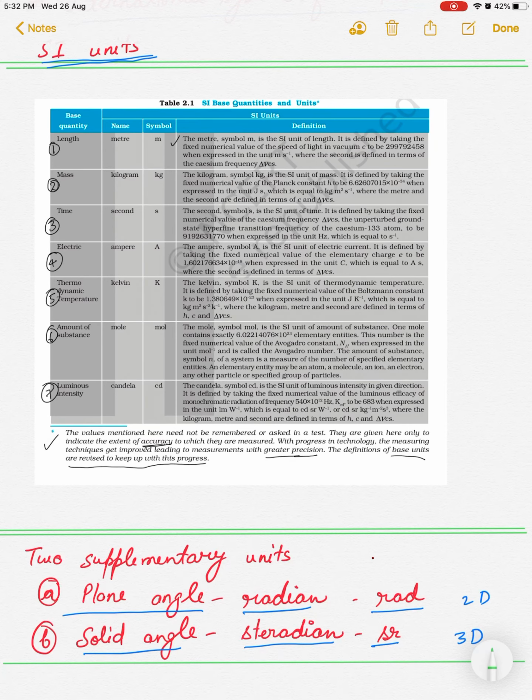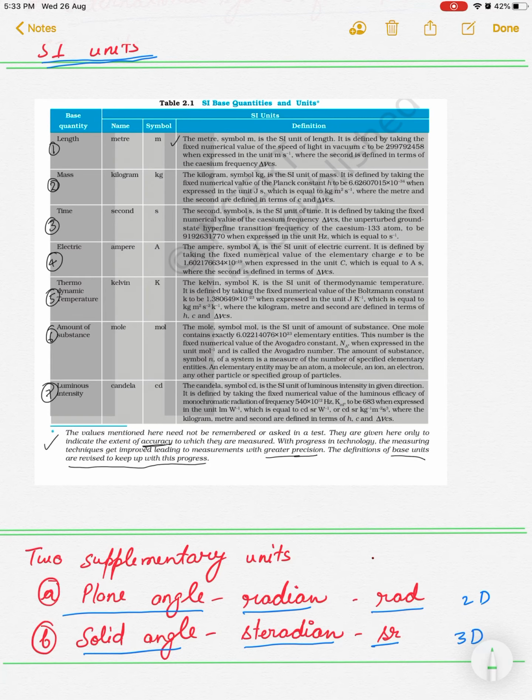Second thing, it is a coherent system of units, because if you want to get the unit of any other physical quantity, you can get that by dividing or multiplying the base quantities. For example, if you want the unit of speed, it equals meter per second, where meter is for length and second is for time. These are the two base quantities. So any derived unit you can get by dividing or multiplying the base quantities.